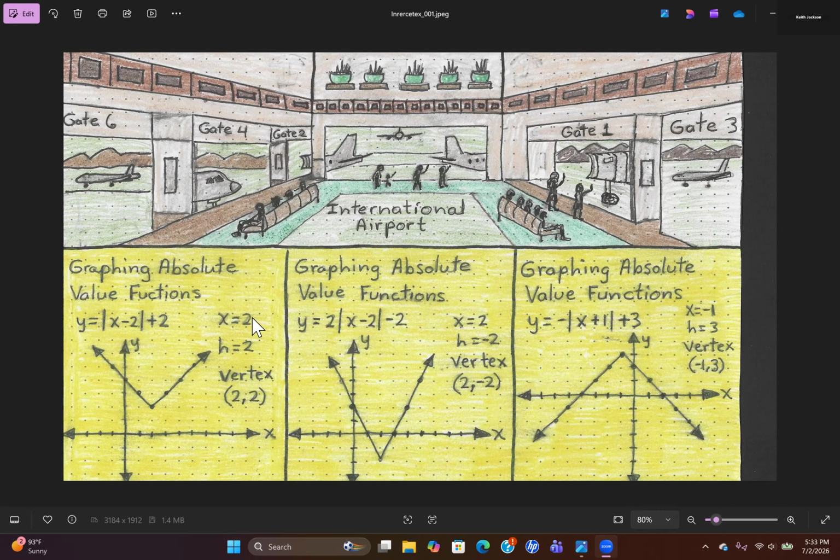And that will serve as our vertex right here, which would be at 2, comma 2, right? Because that's actually our y value now. So we can get this absolute value function going right here, as you see right here.